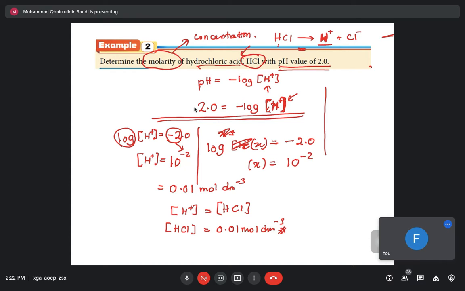Boleh tak? Boleh. Ya? Log 10 kan? Ya, log tu 10.